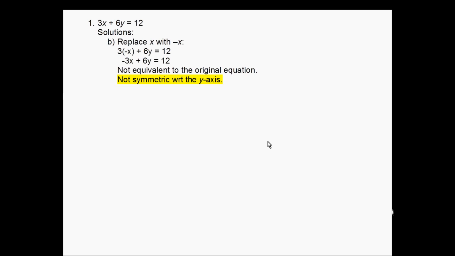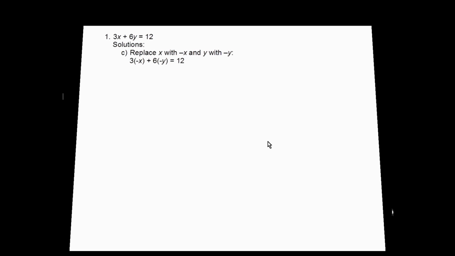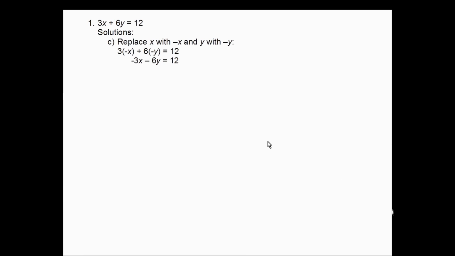And so we got the origin, part C. To test for symmetry with respect to the origin, replace x with negative x and y with negative y. So we'll have 3 times negative x plus 6 times negative y equals 12. That gives us negative 3x minus 6y equals 12. Even if you make it look like 3x plus 6y, you'd have to change all the signs. That gives you 3x plus 6y equals negative 12, which is not the same. So we don't have symmetry with respect to the origin. We didn't have any symmetries.